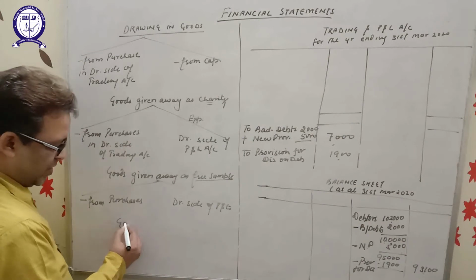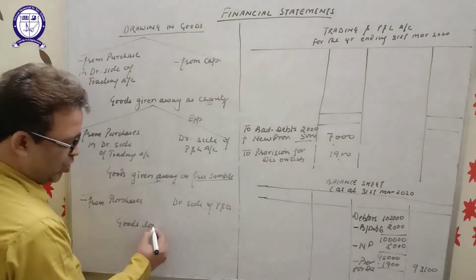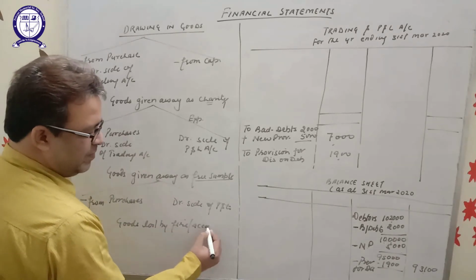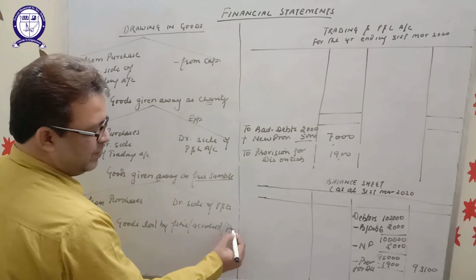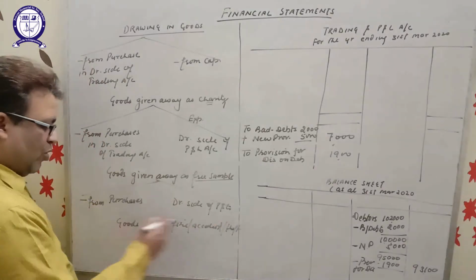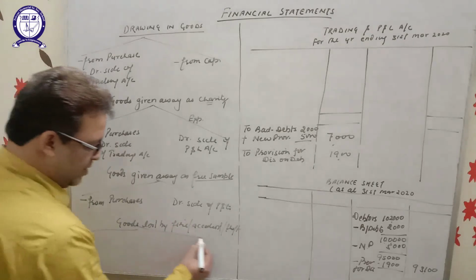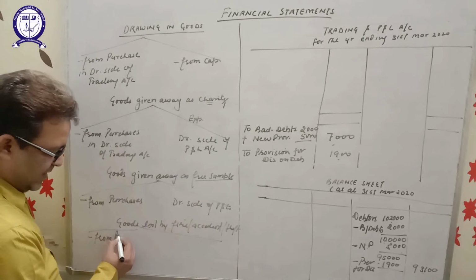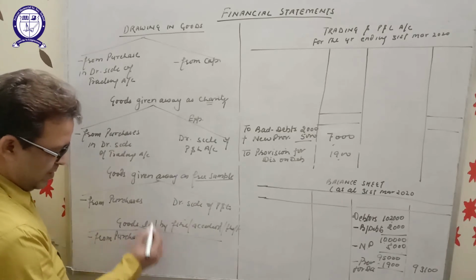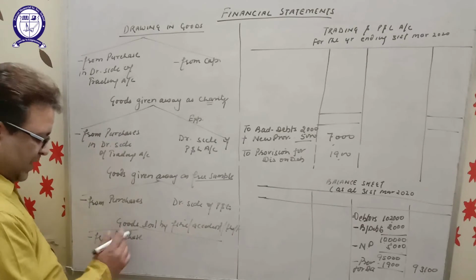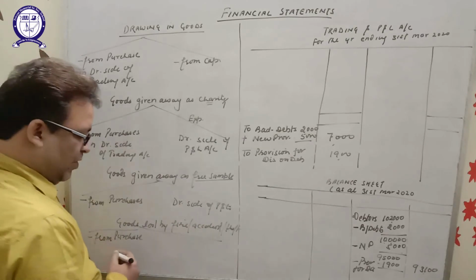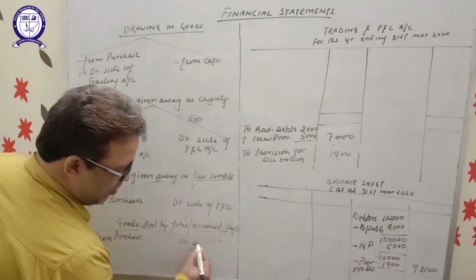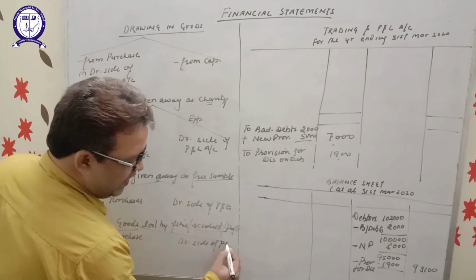Next, goods lost by fire or accident or theft. That means abnormal loss of goods. Minus from purchases. So once it will be deducted from purchases in debit side of trading account. And second, it is a loss for the business. So it will be recorded in the debit side of profit and loss account.